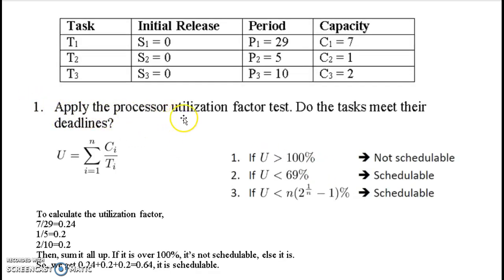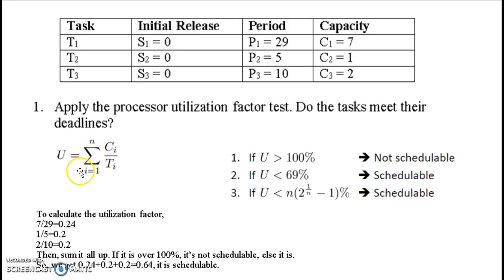Apply the processor utilization factor test. Do the tasks meet their deadlines? To find out about this, you need to use this formula. What is this formula? C here means the capacity. T means the period. You take the capacity, divide by the period, and then i equals 1.